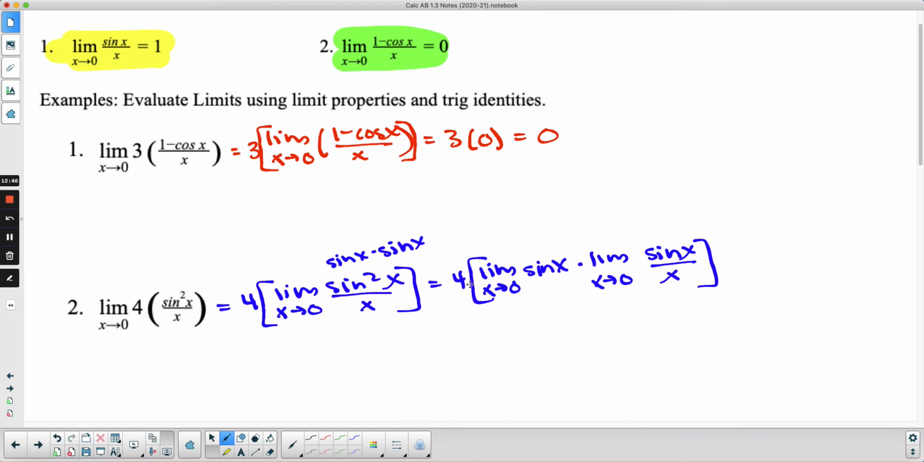All right, now here, for this first sine limit, let me maybe put brackets around this so you can see how they separate. This limit of sine of x as x goes to 0, I can just use direct substitution, sine of 0. This limit, I can use my formula. Limit of sine of x over x as x goes to 0 is always 1. All right, let's see here, sine of 0 is 0. So 4 times 0 times 1, we get 0.